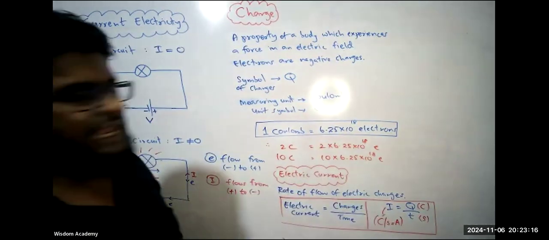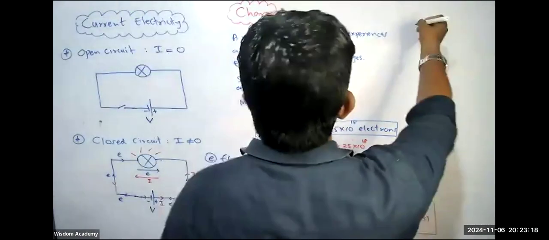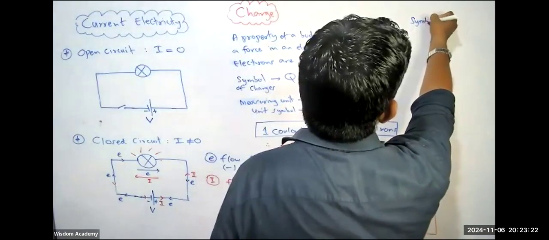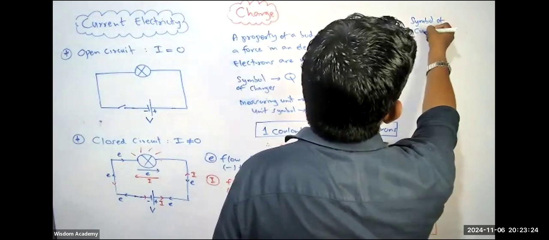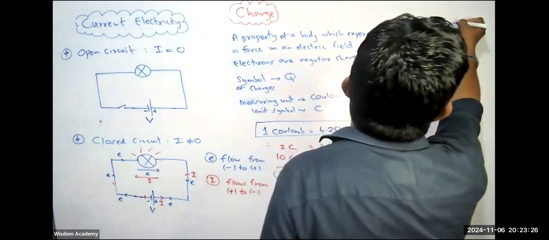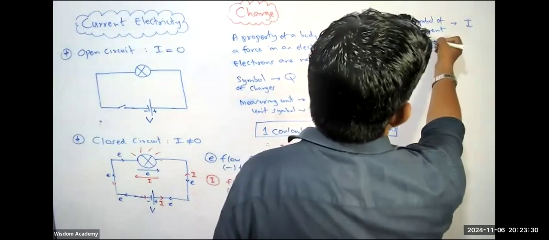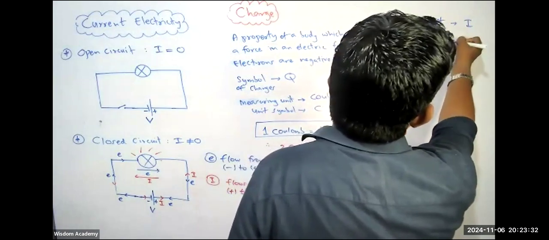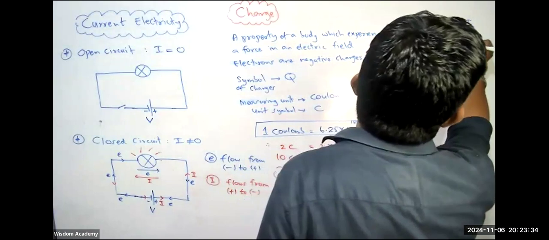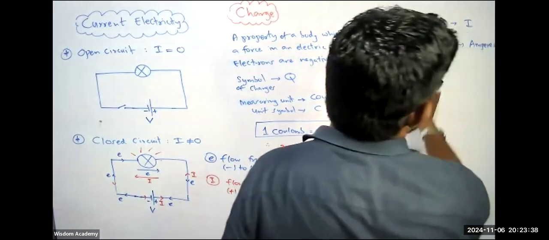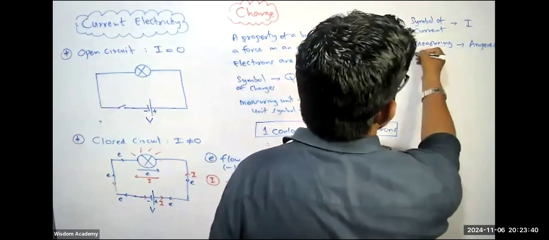So the symbol of current is capital I, and the measuring unit is ampere.